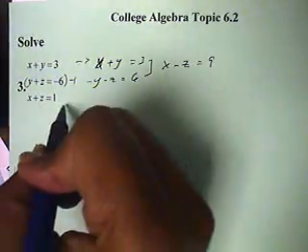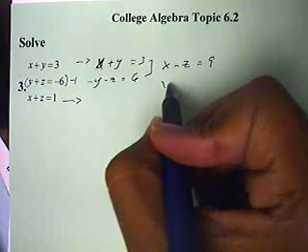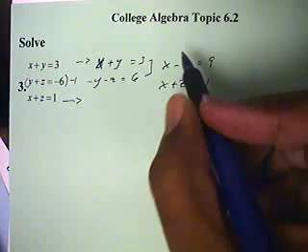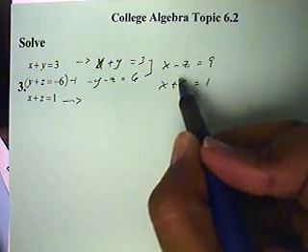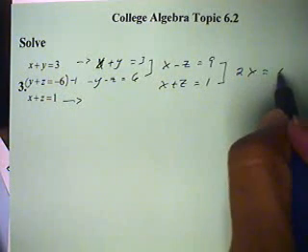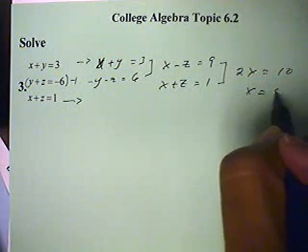So I'm going to put these two together. So this is going to move over to x plus z equals 1. And now I can put these together and my z's will cancel. So it'll be 2x equals 10. And this implies x is 5.